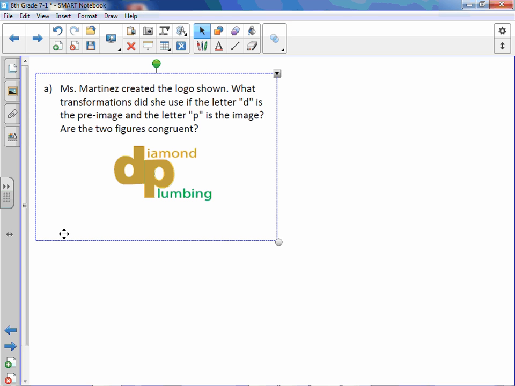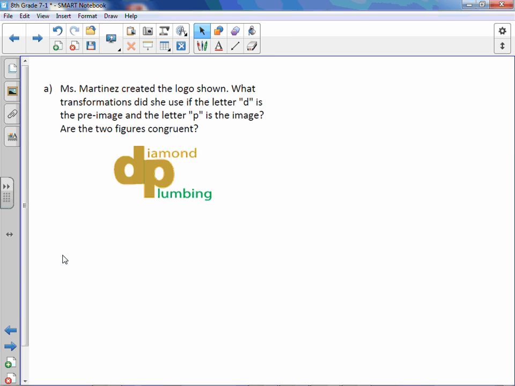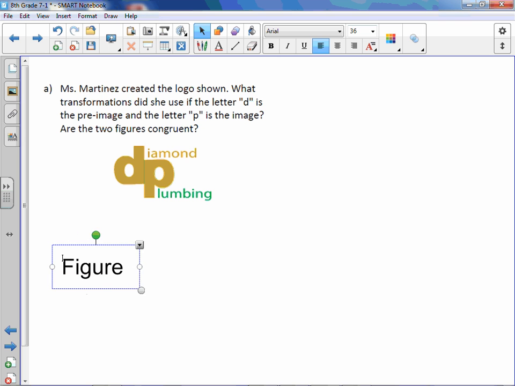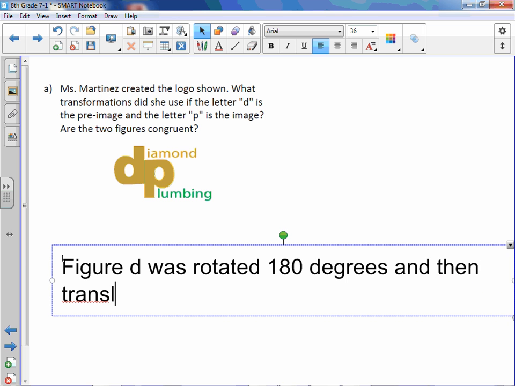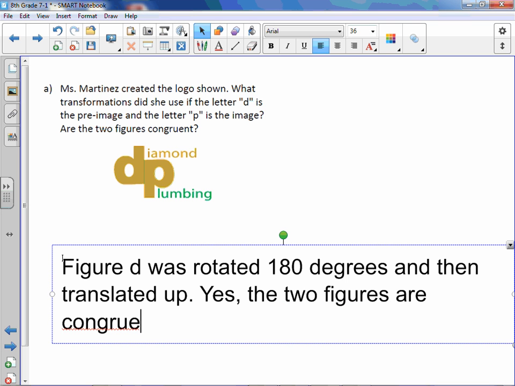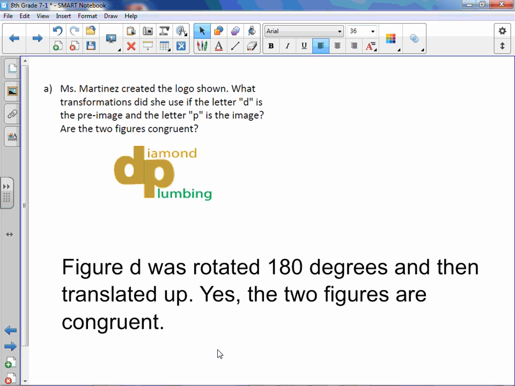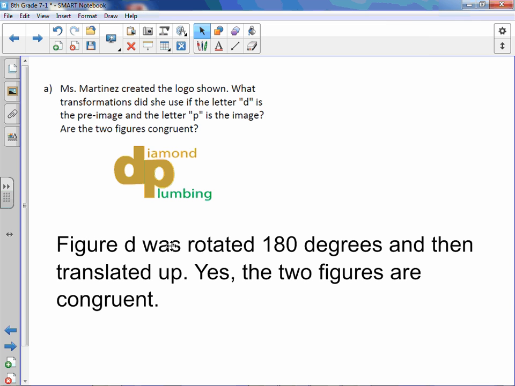So let's state what we just did here. Figure D was rotated 180 degrees and then translated up. Yes, the two figures are congruent. So here we're being a little bit more specific. We're specifying the degree of rotation and the direction of translation.